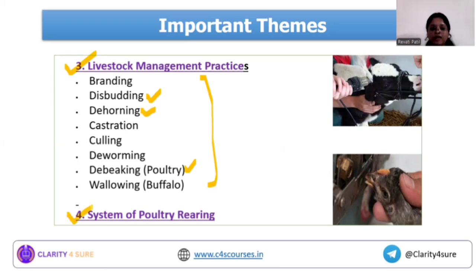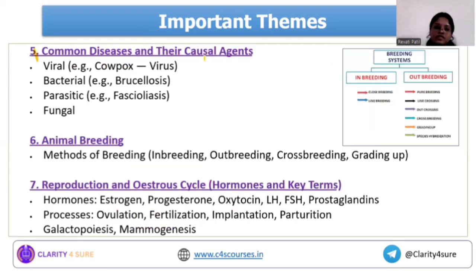Next is poultry rearing. Under poultry, there will be broiler, layer, then grower. They're asking questions on the economic age of broiler or layer. Then the rearing systems, the cage system, then pen system, etc. The cage system, battery cage, deep litter system, etc. The questions are there. Next is about the disease. As I said, disease and the causal agent.